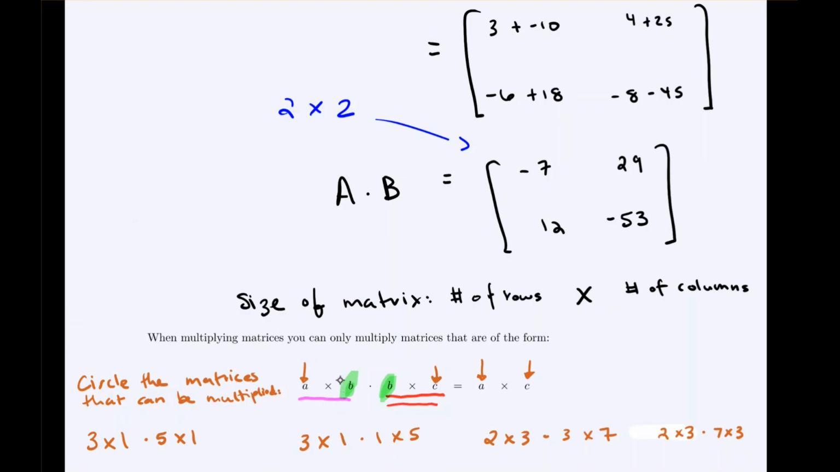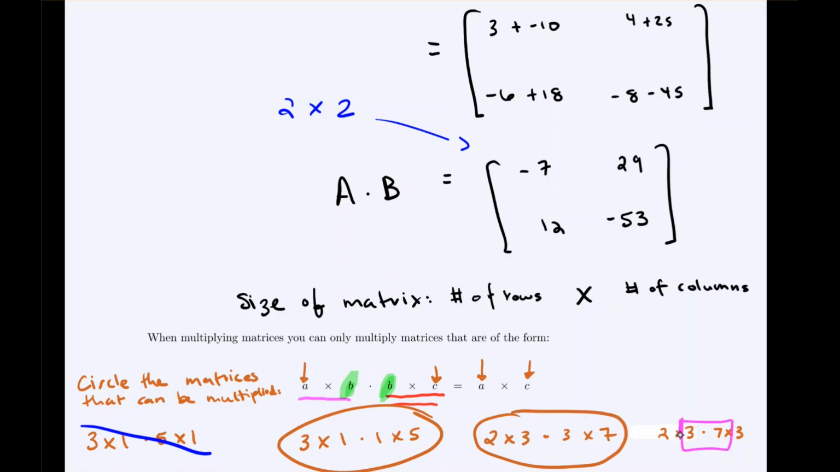Now we know only matrices that share the same interior value when we look at them like this can be multiplied. So these can't be multiplied because it's a 1 and a 5. These can be multiplied because the interior is both 1. As can these, because they're both 3. But these cannot because they're different.